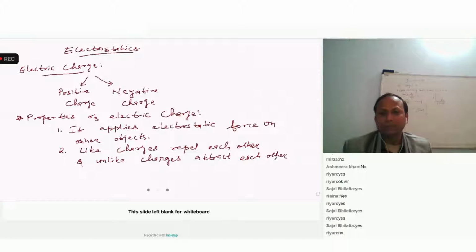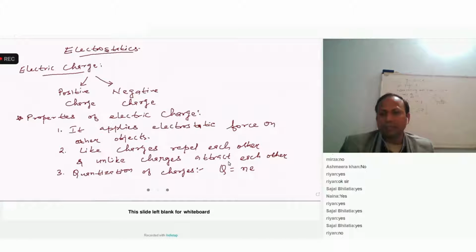Okay. Apart from this, charges can be quantized. That is called quantization of charges. What is it? See, suppose there are n electrons in an object, then we can say that Q is equal to n e, where n is the number of charges and e is one charge. One charge means one electron, you can say.